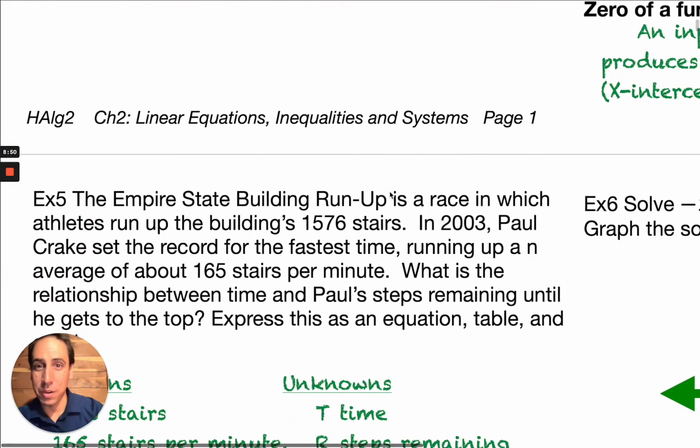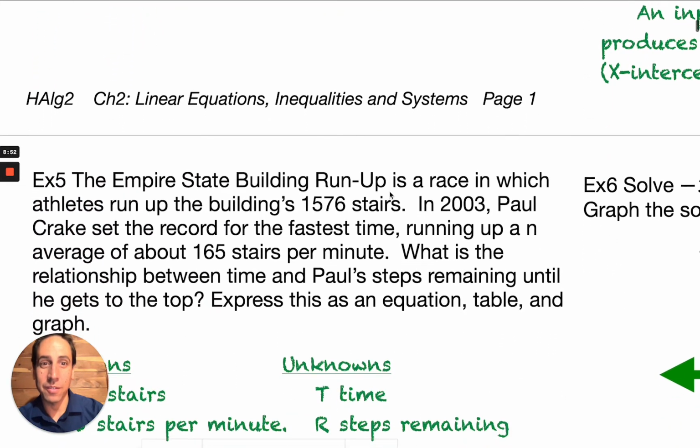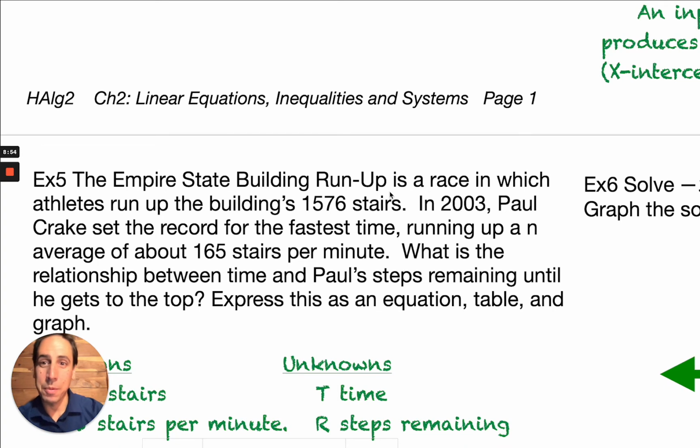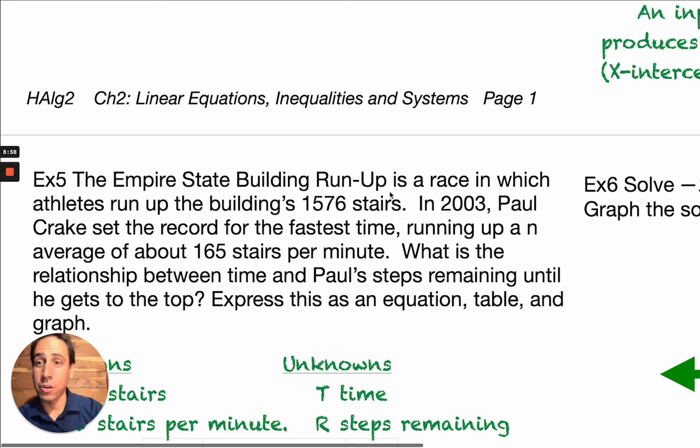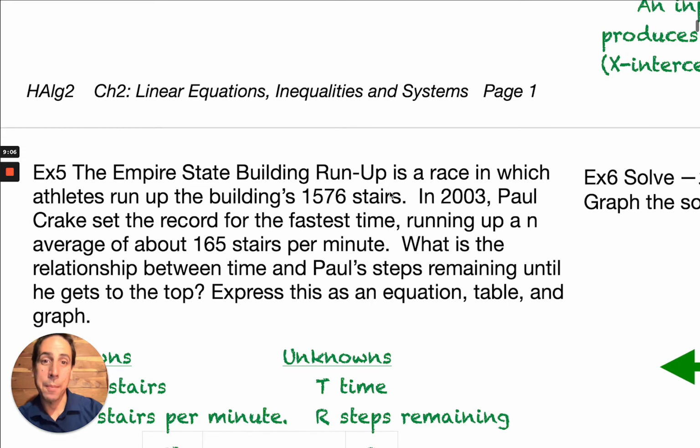The Empire State Building run-up race is a race in which the athletes run up the building's 1,576 stairs. In 2003, Paul Craik set the record for the fastest time, running up an average of about 165 stairs per minute. What is the relationship between time and Paul's steps remaining until he gets to the top? Express this as an equation, table, and a graph.